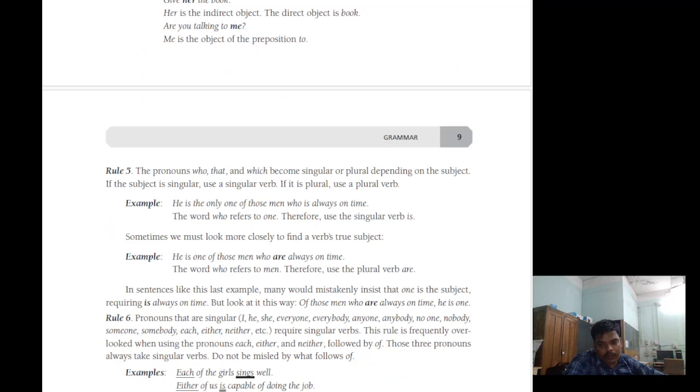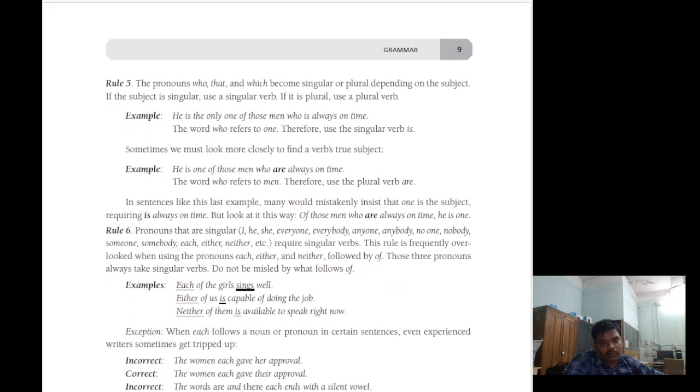Rule number 5. The pronouns who, that, and which become singular or plural depending on the subject. If the subject is singular, use a singular verb. If it is plural, use a plural verb. He is the only one of those men who is always on time.